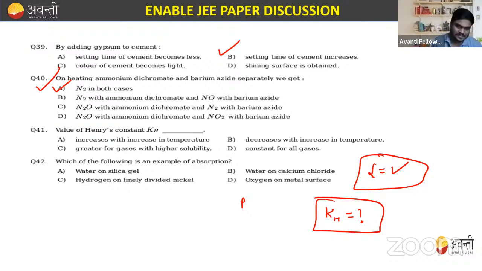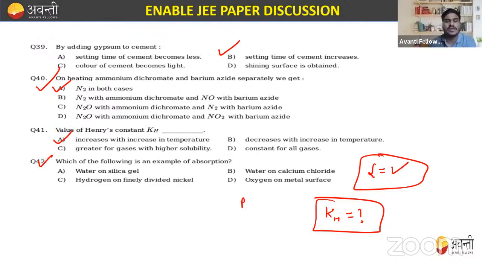So what is the value of K here, beta, with increase in the temperature? If you increase the temperature, then the value of Kh also increases. So the value of Kh is directly dependent upon temperature, and if you increase it, the value also increases. Here the correct answer is A. Now, next move to the 42nd question.